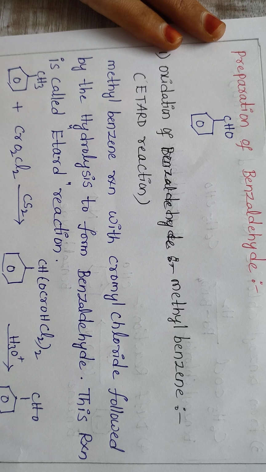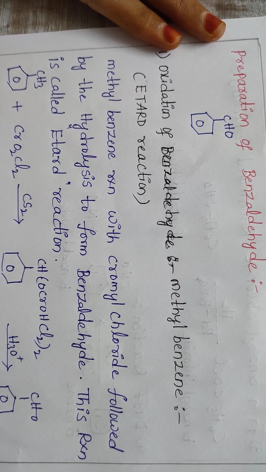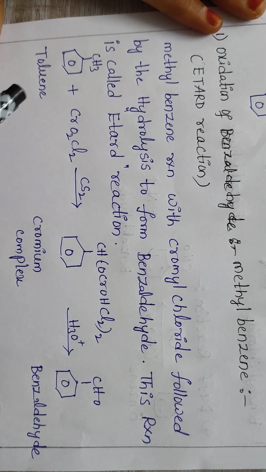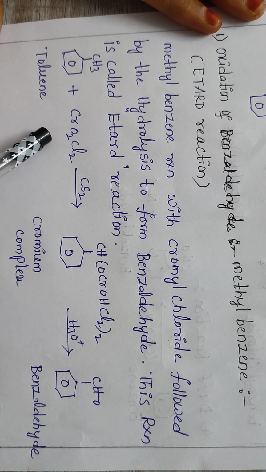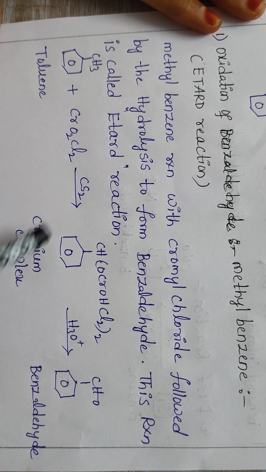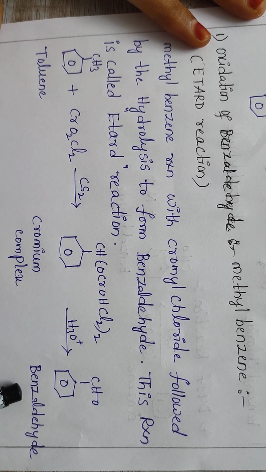Toluene. Toluene reacts with chromyl chloride and carbon disulfide to form the chromium complex. After this, the compound undergoes hydrolysis to form benzaldehyde. This is further hydrolyzed to form the benzaldehyde.